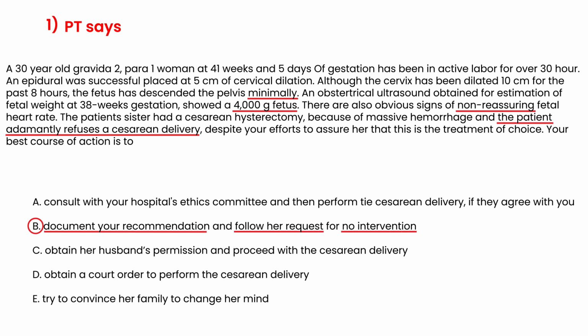If you go through these other choices, choice C would be probably the next in line if she was unable to make decisions. Obtain her husband's permission, because that's the next of kin. Try to convince her family. Again, family is also next of kin, so that would be probably next in line. And then courts and hospital ethics committee are the last choice in the flow of decision making.